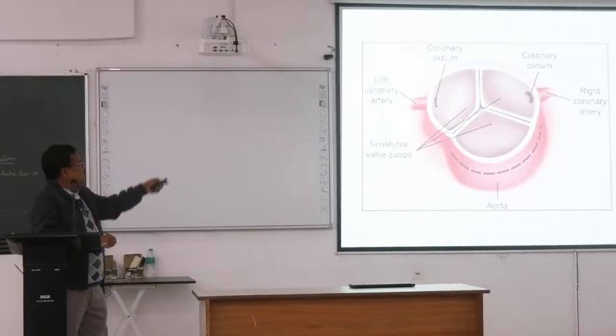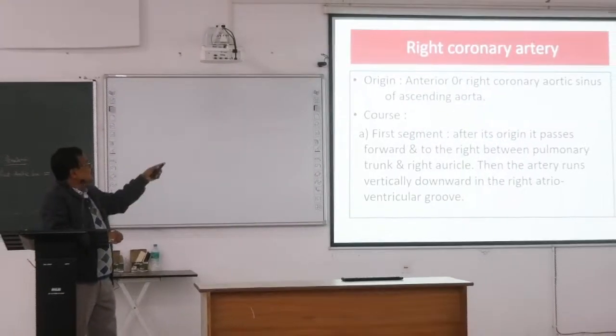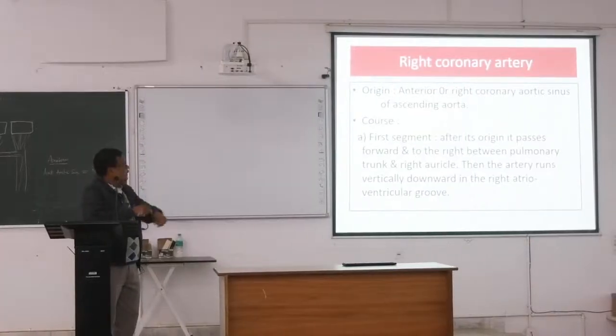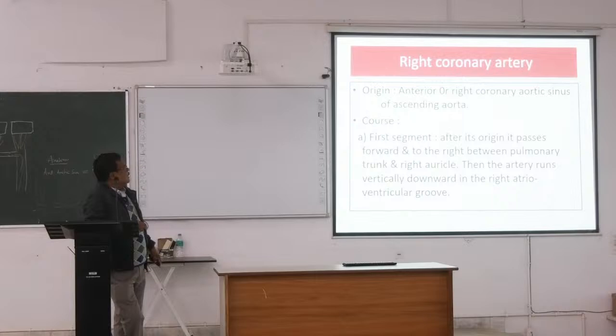Leave this aside, let me say one by one. So the right coronary artery arises from the anterior or right coronary aortic sinus of the ascending aorta.